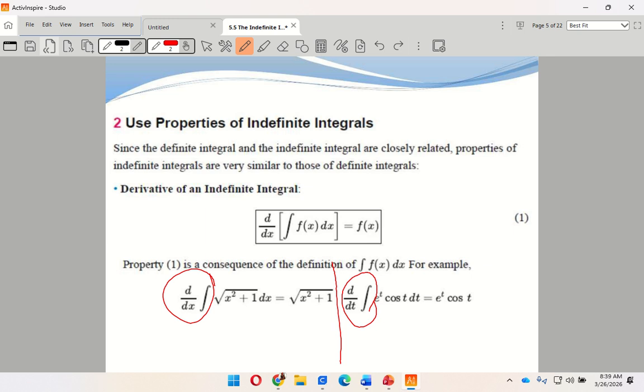So integral and derivative, they undo each other. It's like squaring a square root. Integral is the dx and integral is like antiderivative, right? So derivative and antiderivative. When you put them together, it cancels out, and you're left with what's there. Like I said, squaring a square root is going to cancel it, and you're left with what's there. So in math, everything has its opposite function.